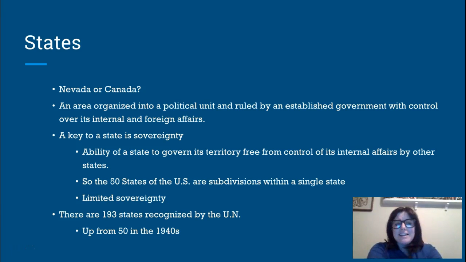There are 193 states recognized by the UN, which is the United Nations, a supranational organization, which we are going to talk about, and you're reading a little bit about for your organizer. We're not going to really talk about it in this lecture. We'll talk about it in a later lecture. Okay, so that's a state, and then there are different types of states.